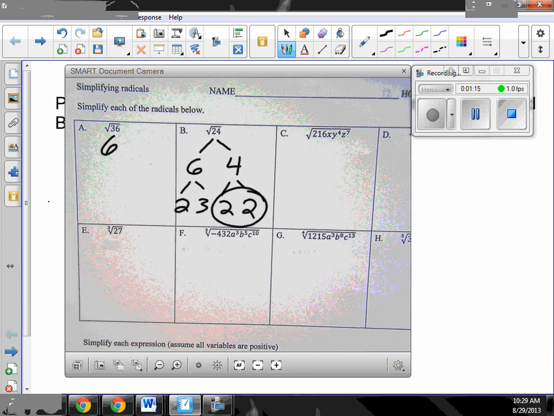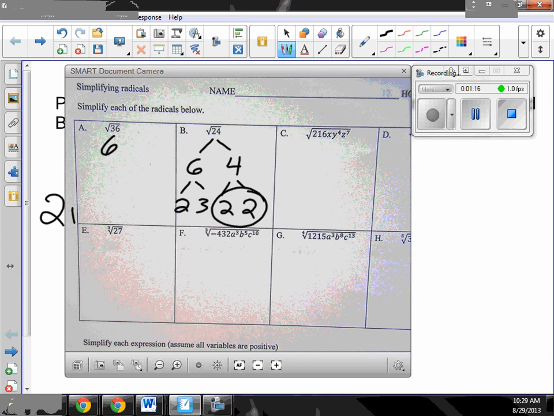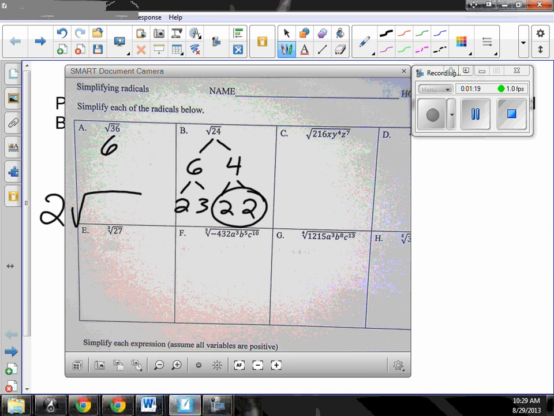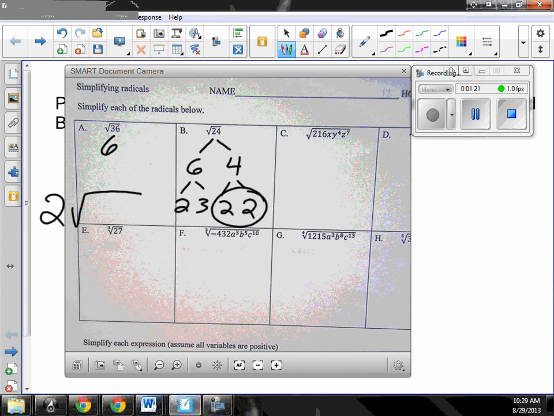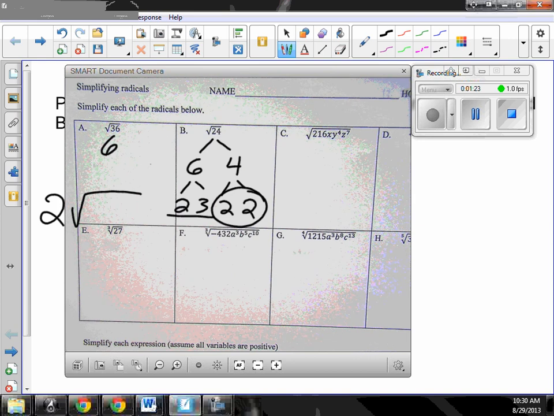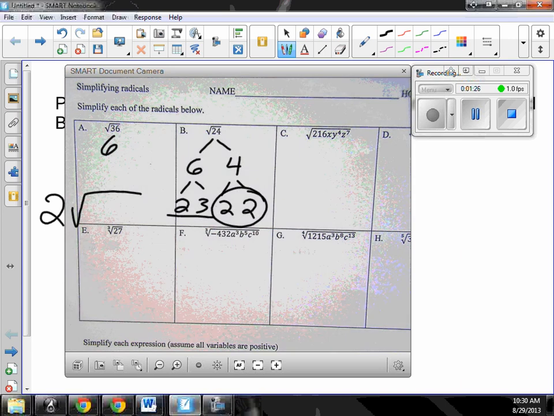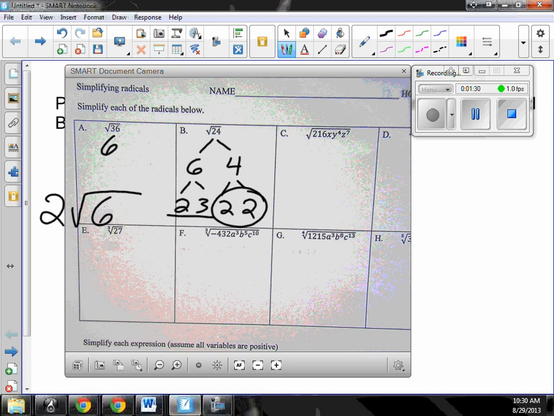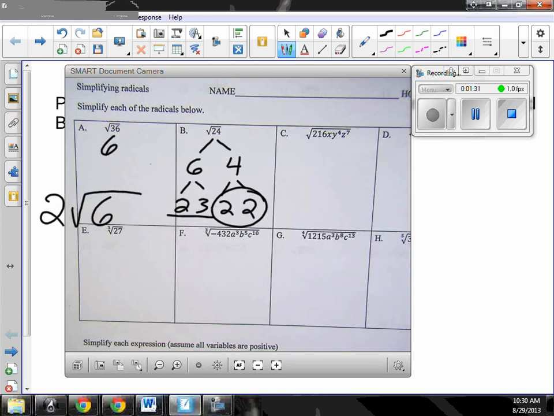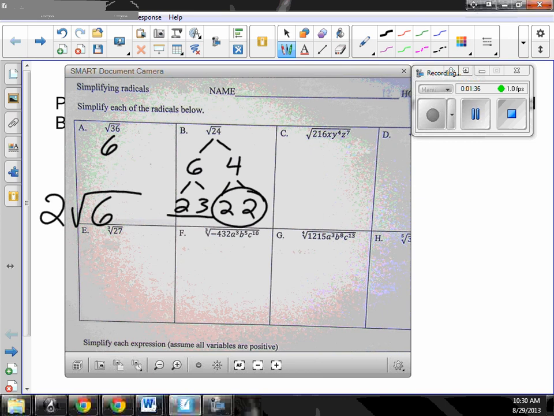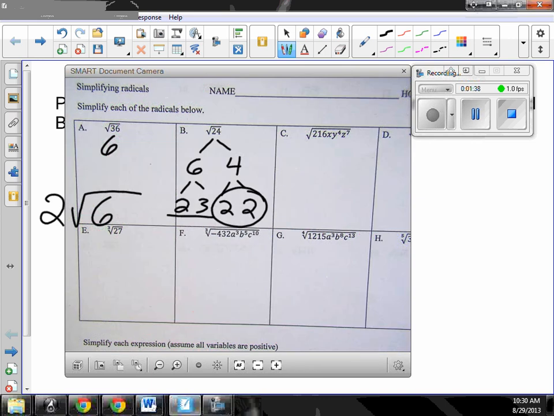So 2 square root, what's left? The leftovers are a 2 and a 3. Do we add them or multiply them? Multiply them to get a 6. 2 square root 6. Why do we care? Why bother? Doesn't that look more complicated than the original?